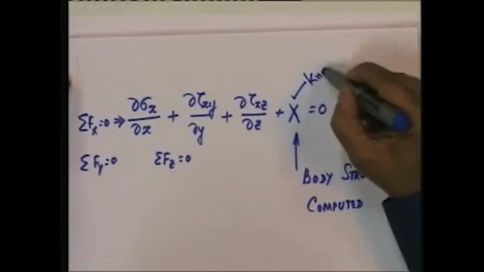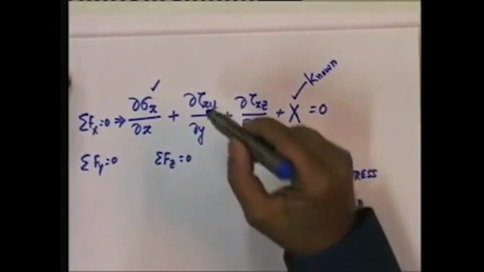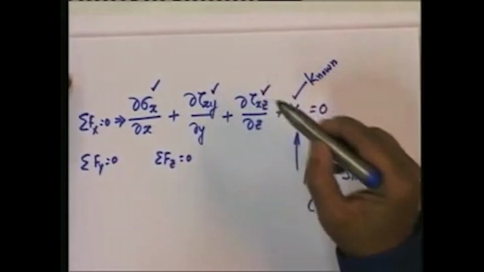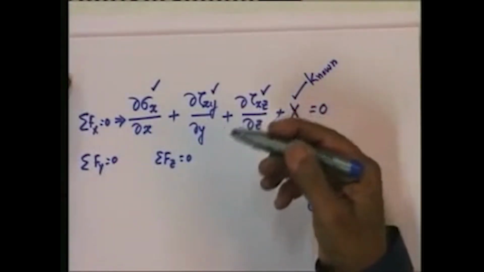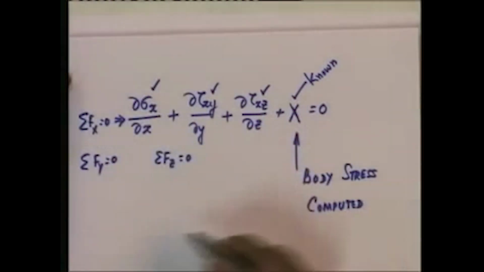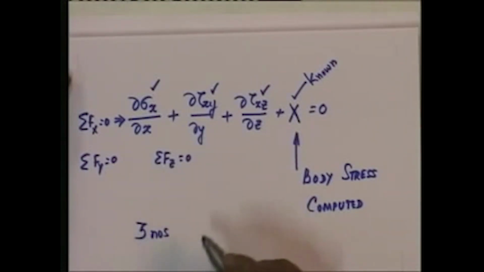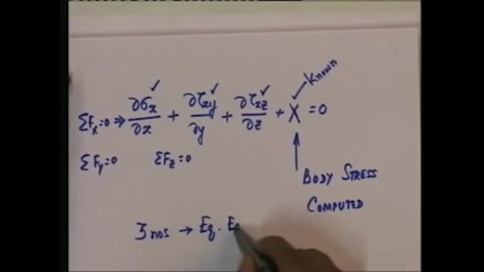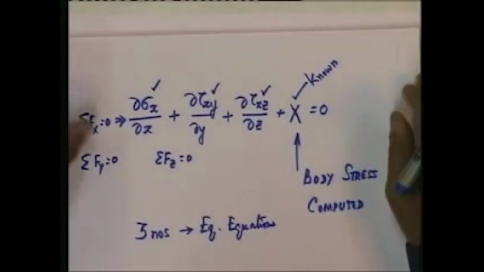and therefore, this is a known quantity. What are not known are this stress sigma x, this stress tau x y, this tau x z. Similarly, the other stresses sigma y, sigma z and other shear stresses. One set of equations, that is 3 in number, for equilibrium, these equations are the first set of equations that we shall be considering in theory of elasticity.